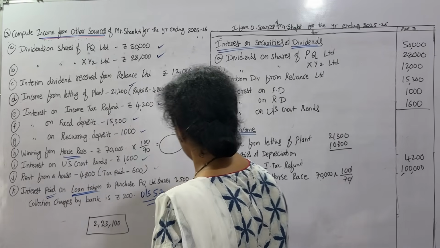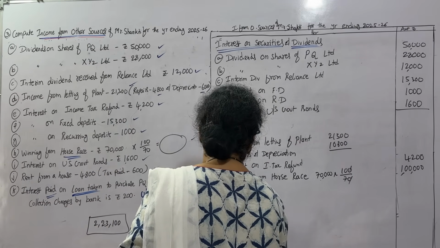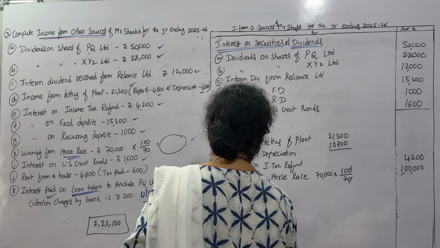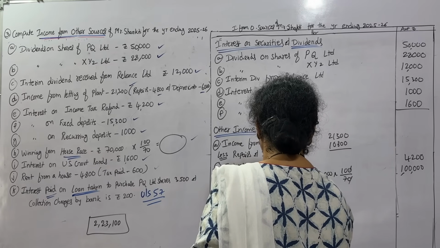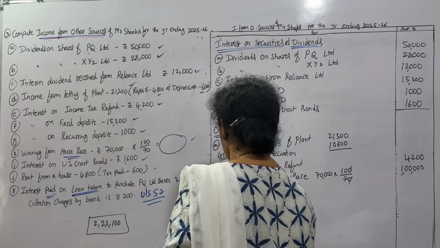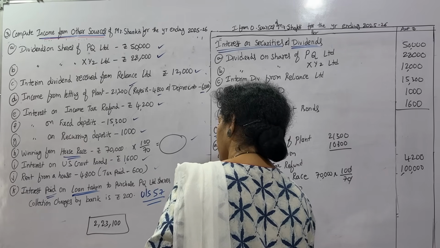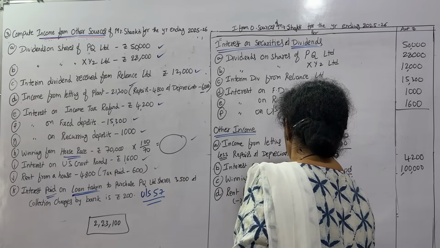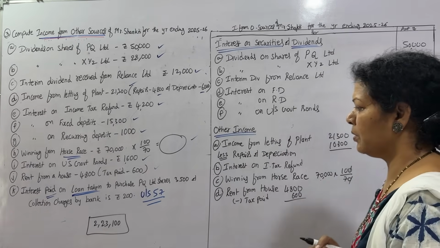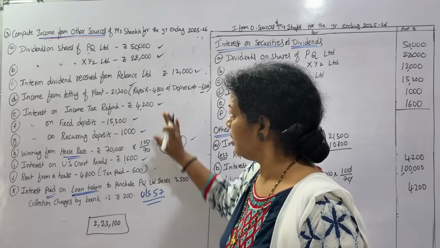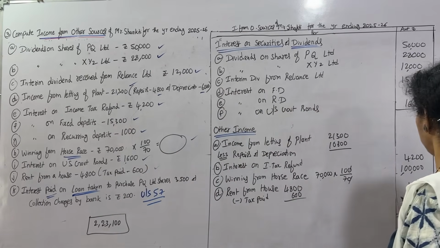Next, rent from house we'll write. Rent from house, 4,800 minus tax paid, 600, 4,200. Over. So this is deduction. So right now we have done all the calculations. We'll total up this.